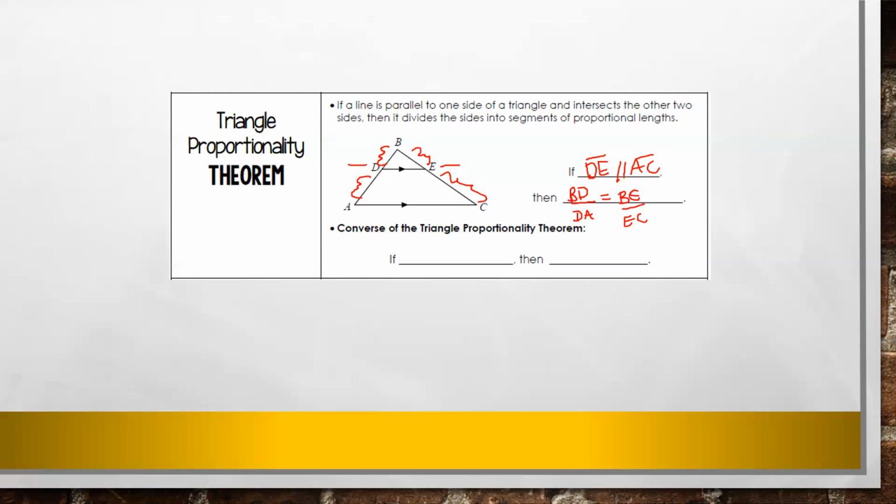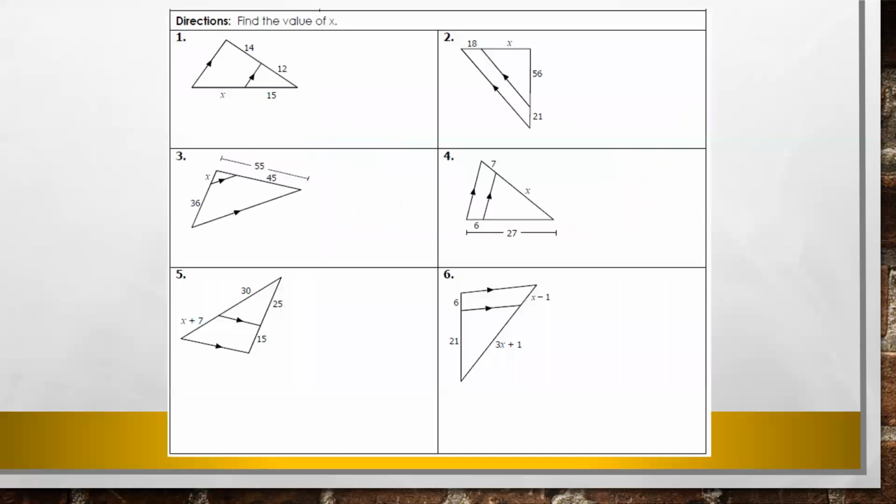The converse of that is also true. Oh, there's that word converse. Remember, the converse takes your P and your Q and flip-flops it. So in other words, if the sides are split proportionally, so if BD over DA is equal to BE over EC, then your lines will be parallel. DE would be parallel to AC. Sometimes it's easier to understand what it's saying when you see an example. So let's look at one.